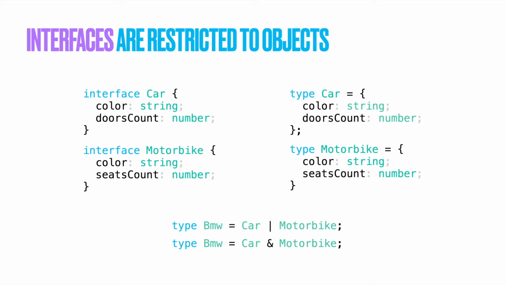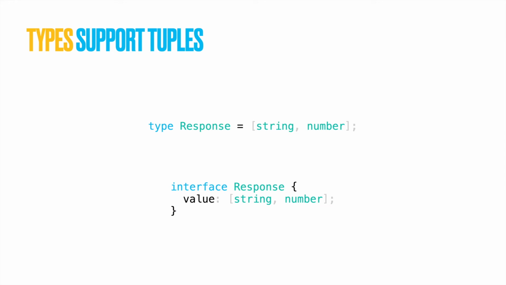What is nice is the fact that union and intersection types could be both made out of interfaces and types. So we may have both, for instance, a car and a motorbike declared either as a type or an interface, and the resulting type will work for both. Types support tuples. But what are tuples exactly? It's a concept that includes two sets of values of different data types. Like the response here, it consists of a string and a number. As we already know, interfaces are restricted to objects, so in order to have a tuple in the interface, it has to be nested in the object.